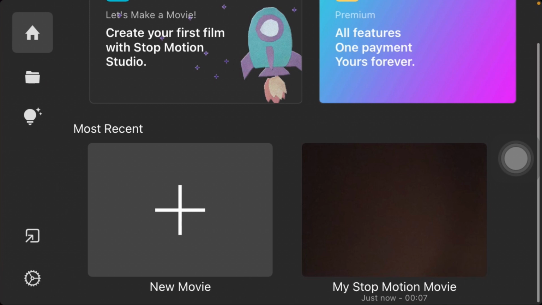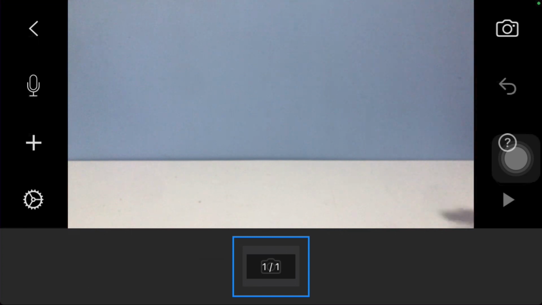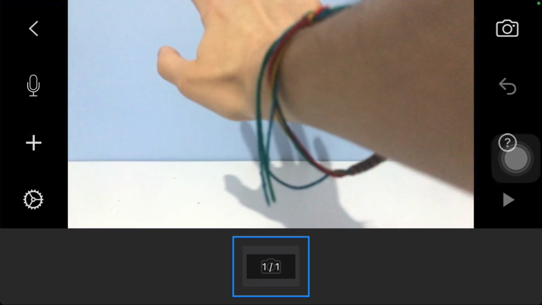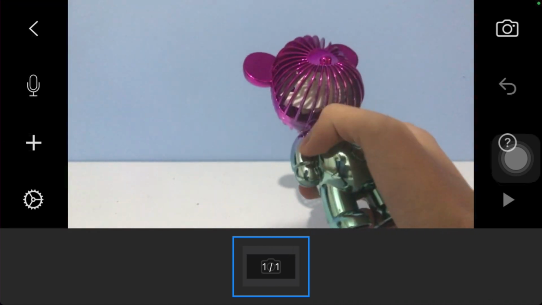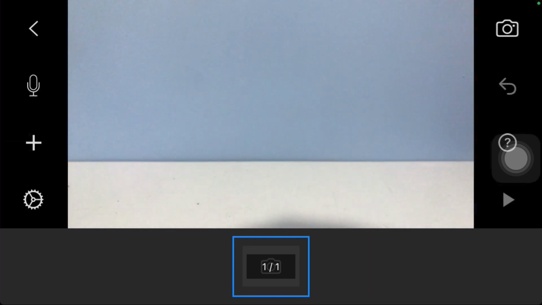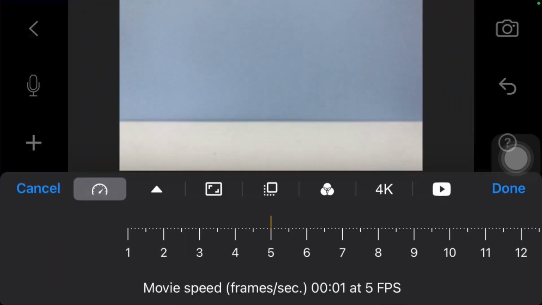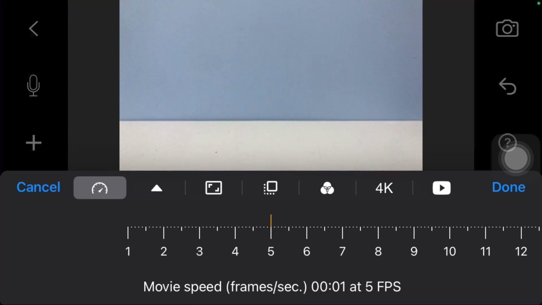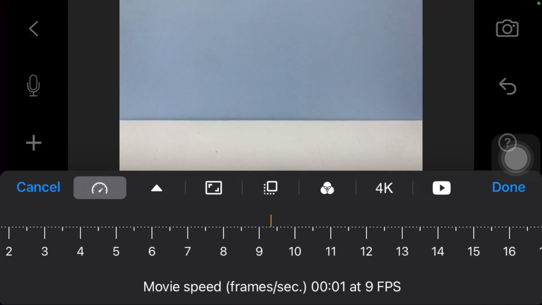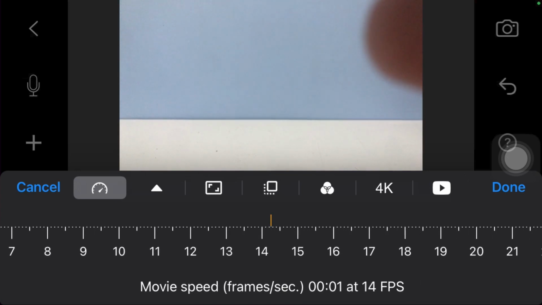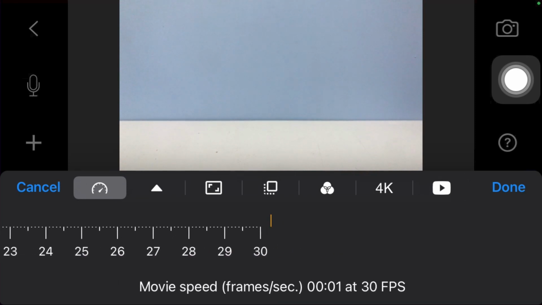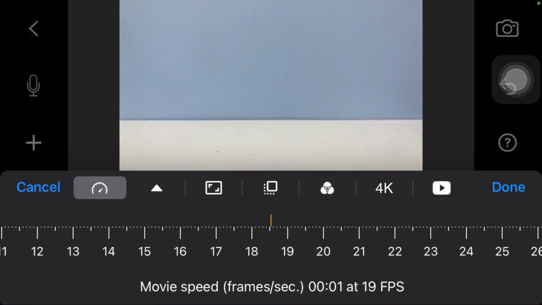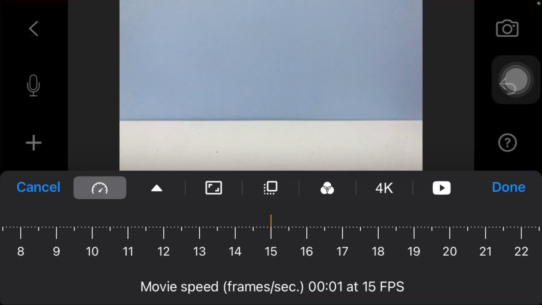In the application, we have here the option of new movie, and we will have here our space where we're going to put our objects. We have here this toy and this stone. So here we can put the frames per second. I will put it in 15 frames per second because I don't want to waste all my day doing a 30 frames per second animation. So 15.